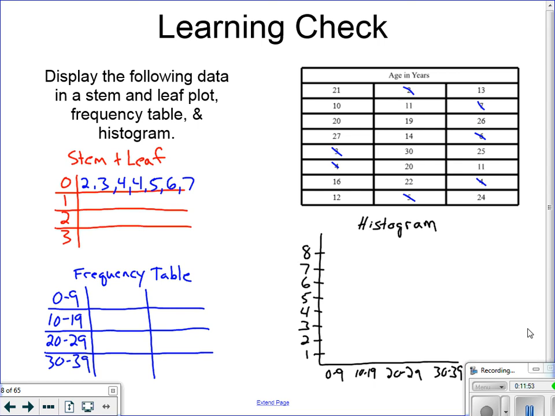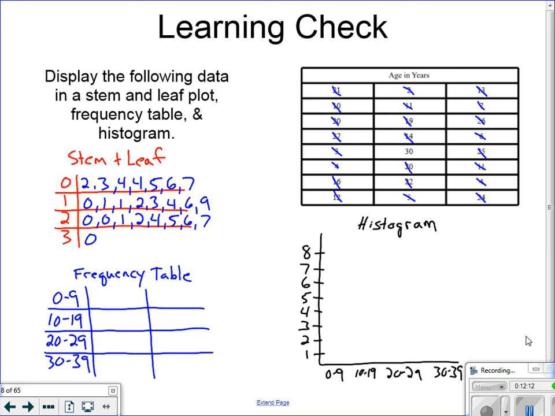So why don't you go ahead, finish making your stem and leaf. Pause the video here. And then when you come back, we'll just check your stem and leaf, and I'll show you why it's easier to start with the stem and leaf first, because then when we make our frequency table, it'll go a lot faster.